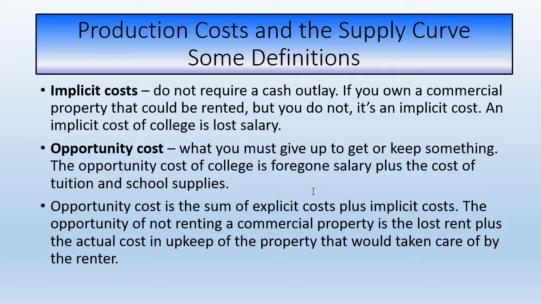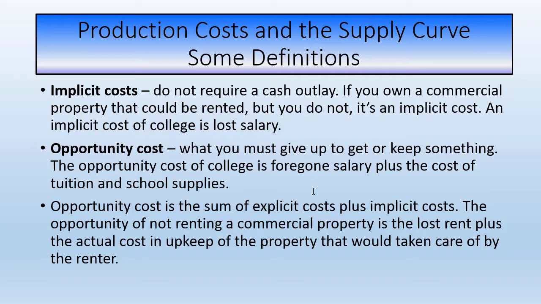And an opportunity cost is what you must give up to get or keep something. And so an opportunity cost of college, for example, is foregone salary plus the cost of tuition and school supplies. So that would be the opportunity cost. So there you can see right away that opportunity costs can include implicit costs. And at the bottom of the slide here, I say, look, opportunity cost is the sum of explicit costs plus implicit costs. The opportunity cost of not renting a commercial property is lost rent plus the actual cost of upkeep of the property that would be taken care of by the renter.